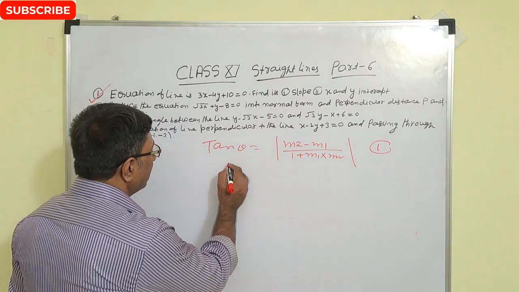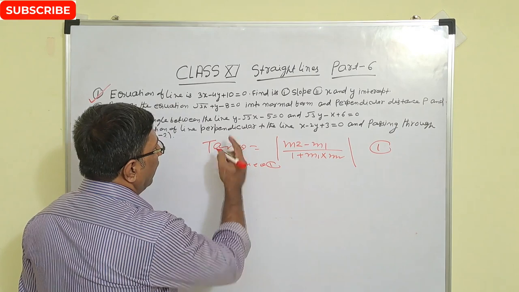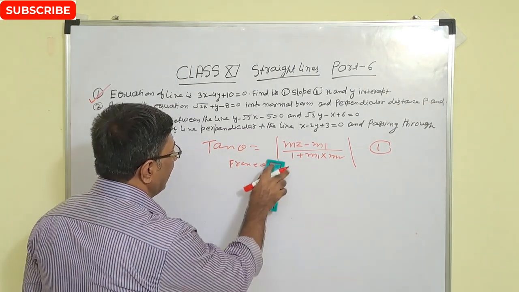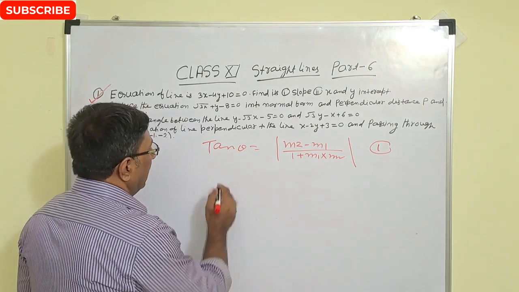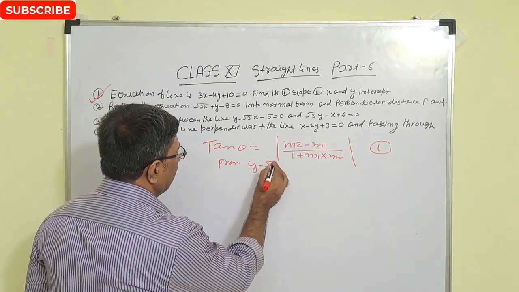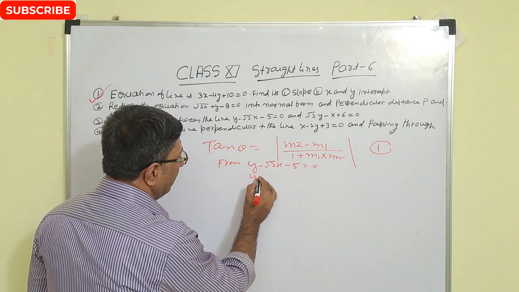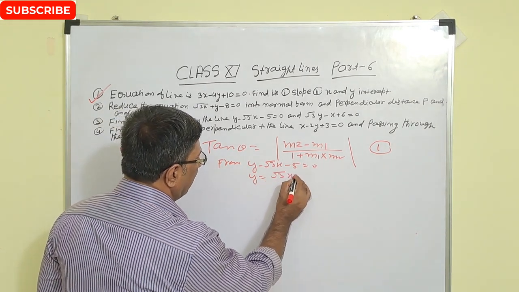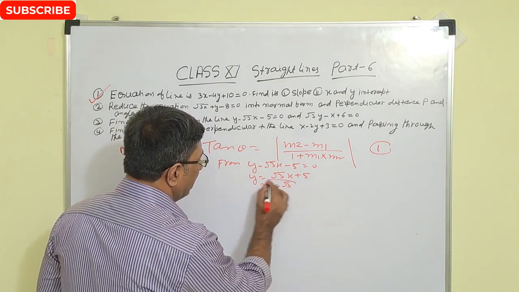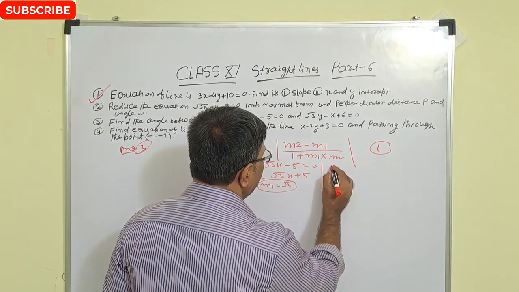From equation 1, y minus root 3 x minus 5 equal to 0, we can write y equal to what? Root 3 x plus 5. So this is m1 equal to what? Root 3.